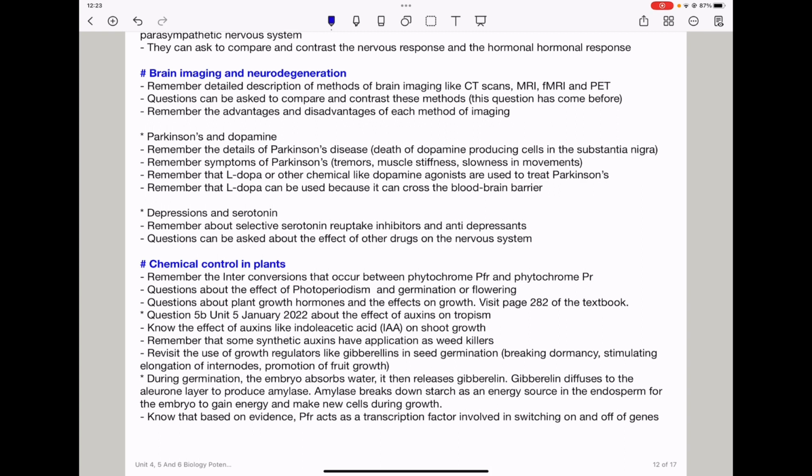You should also know that based on evidence, PFR acts as a transcription factor involved in switching on and switching off of genes. So on this note, they could ask about gene expression that is studied in AS, so please revisit that.